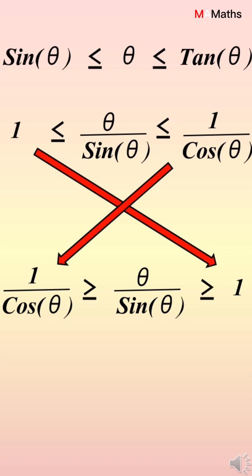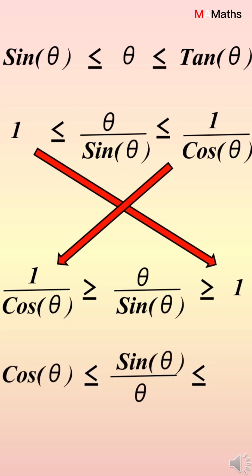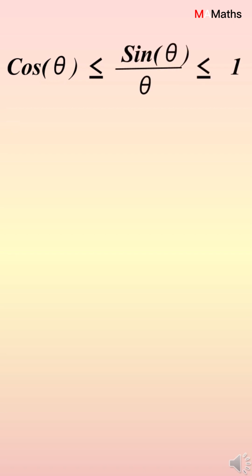Now, let's take reciprocals of those expressions, which will turn the inequalities back around again. So 1 over cos theta becomes cos theta. Theta over sine theta becomes sine theta over theta, and 1 stays as 1. So we have cos theta less than or equal to sine theta over theta, less than or equal to 1. From the previous slide, we got cos theta less than or equal to sine theta over theta, which is less than or equal to 1.